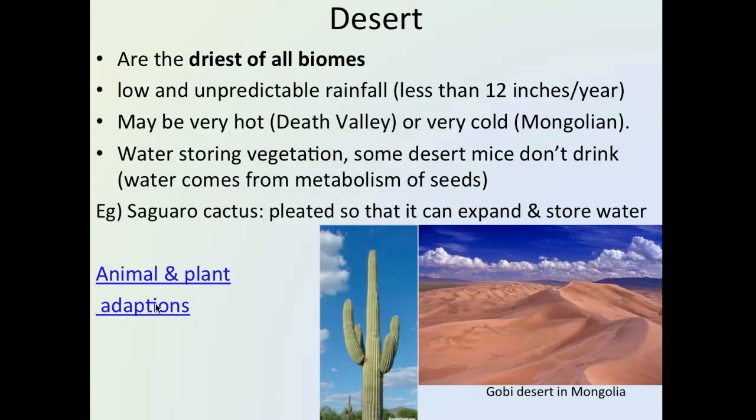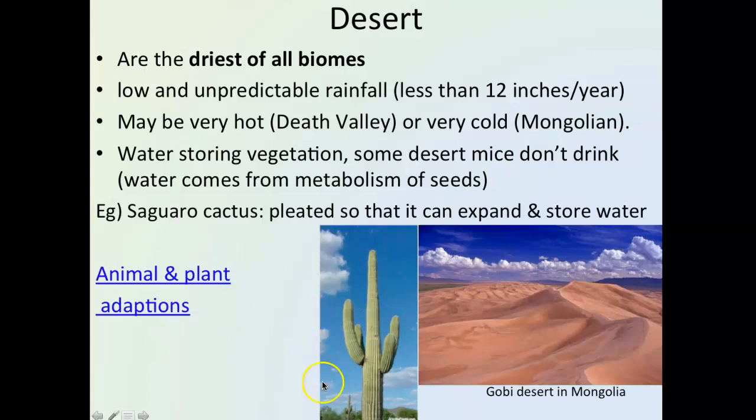The desert does not have to be hot. The definition of a desert is dry. It's the driest of all the biomes. It has very low and unpredictable rainfall. It can be hot, like Death Valley, or it can be cold, like the Mongolian desert, right? So we just have to think about deserts as being dry. Because deserts are so dry, the plants and animals that live there have adapted. They have very special adaptations to storing water. And I will put these also in your lab exercise so you can take a look at those videos.